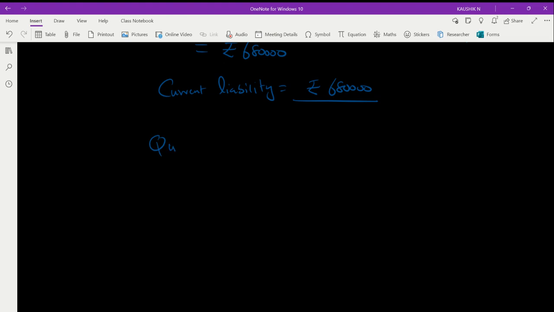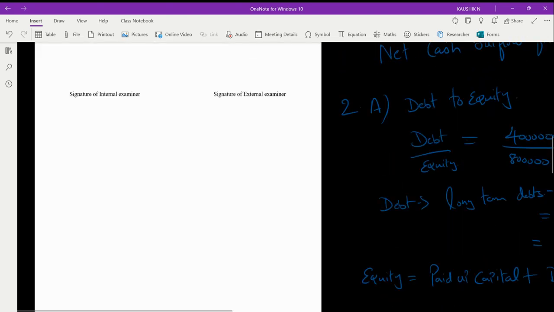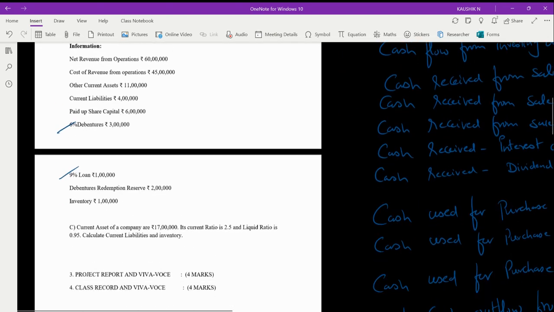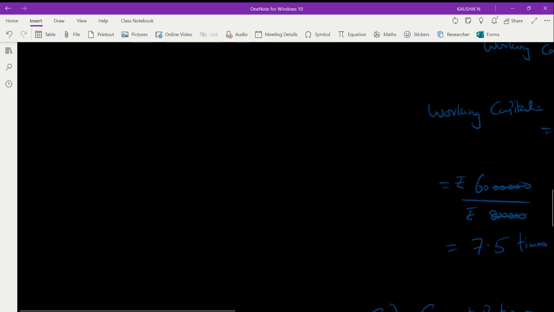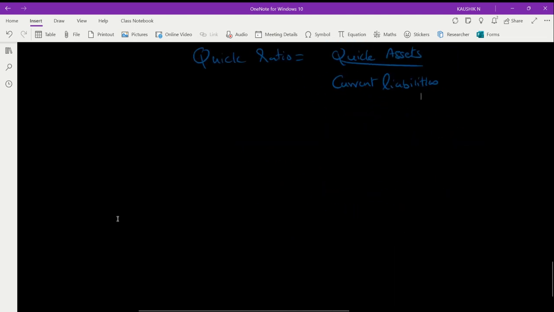So the quick ratio formula is equal to your quick assets divided by your current liabilities. And here, what is the value they are given? The quick ratio is given in the question as 0.95. Am I right? The liquid ratio is given as 0.95. So with the help of this only, we are going to work it out now.